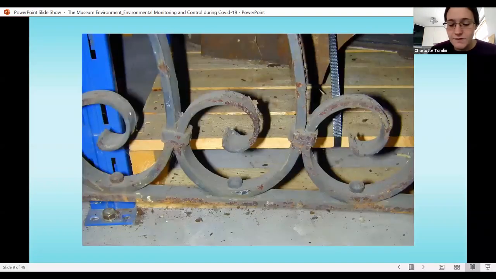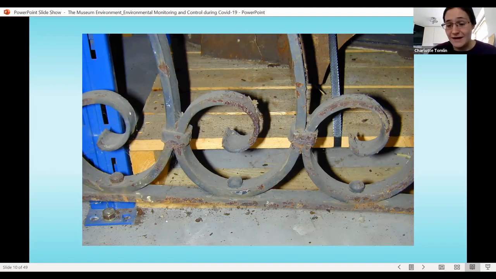Relative humidity can also cause substantial damage to metal objects. High RH conditions can encourage corrosion of metals, causing loss of surface detail, loss of structural stability, and in worst case scenario, complete destruction of the object. How vulnerable the object is to corrosion depends on the metal used.